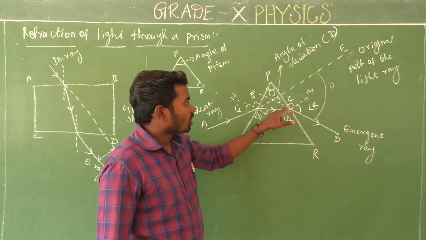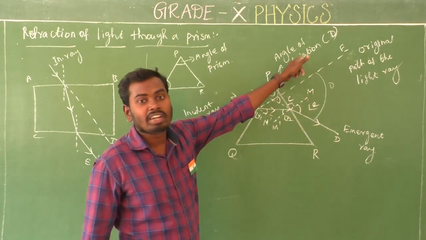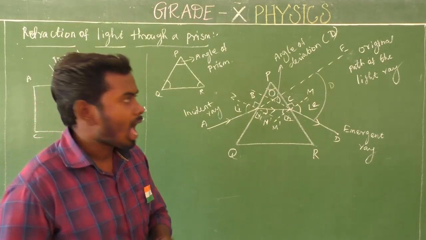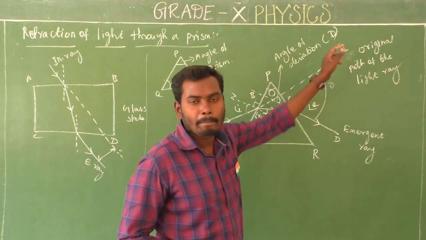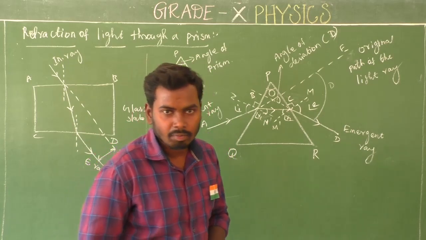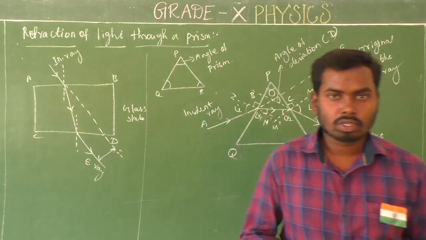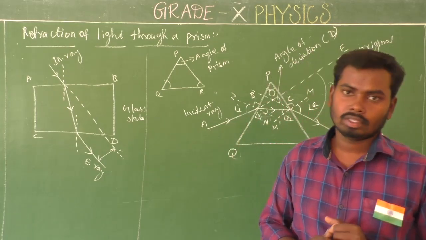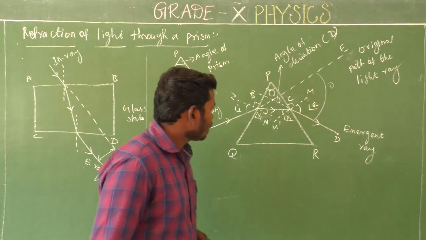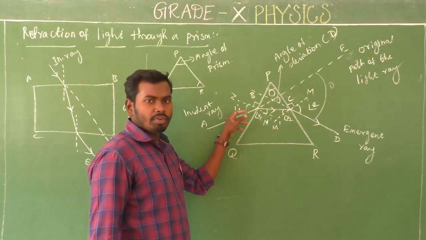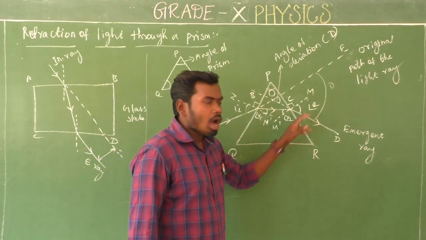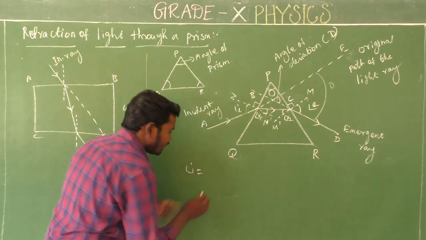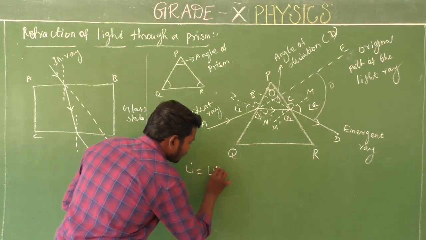So that angle is called the angle of deviation. Angle of deviation, very easy. Angle of deviation is denoted by the capital letter D. Very, very simple, don't get confused. Try to understand my concept. But the angle of incidence is equal to the angle of emergence.